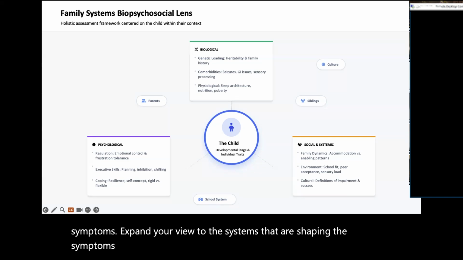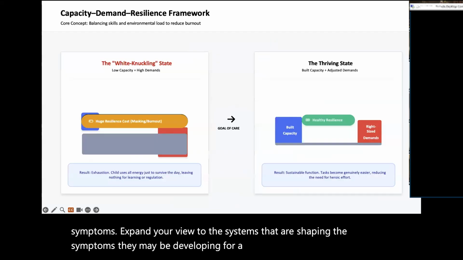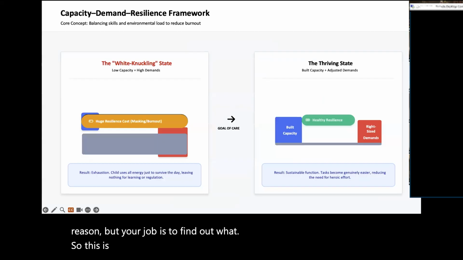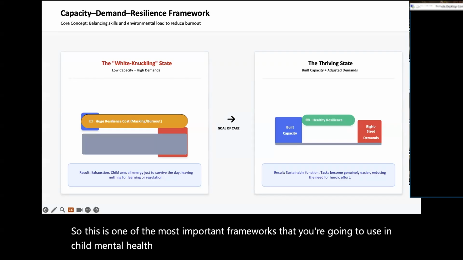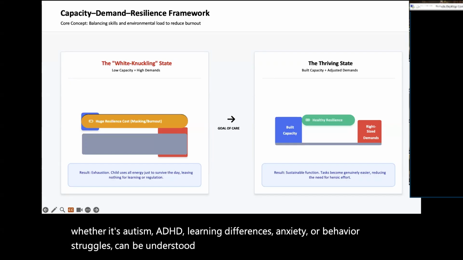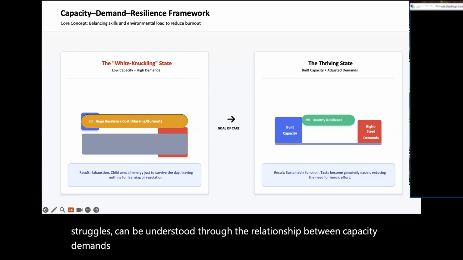They may be developing for a reason. Well, they are developing for a reason, but your job is to find out what. So this is one of the most important frameworks that you're going to use in child mental health. Almost every neurodevelopmental presentation, whether it's autism, ADHD, learning differences, anxiety, or behavior struggles, can be understood through the relationship between capacity, demands, and resilience.